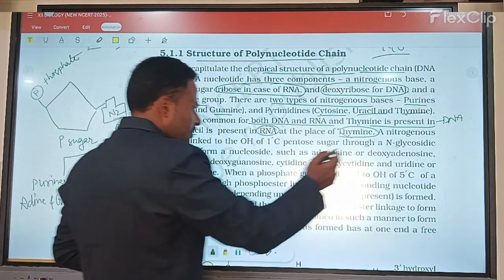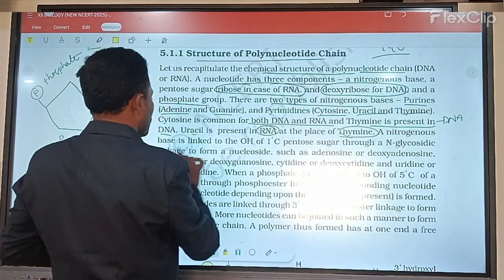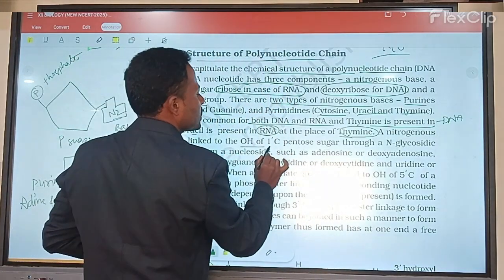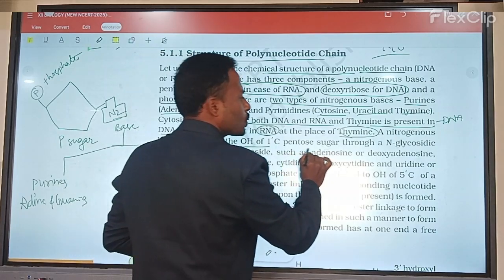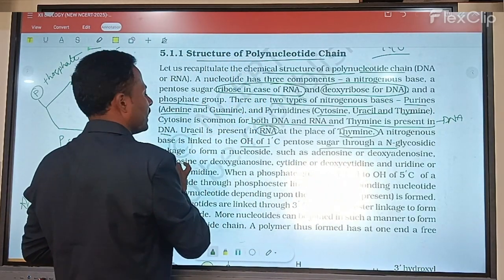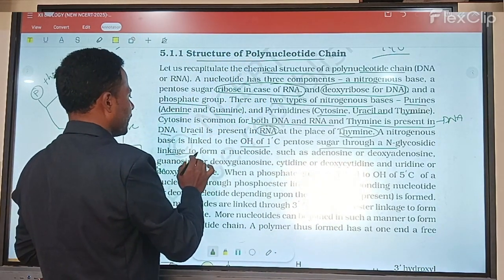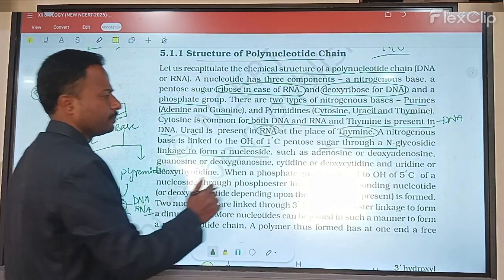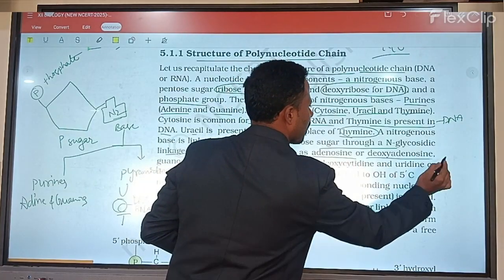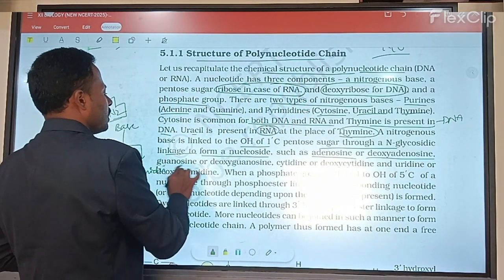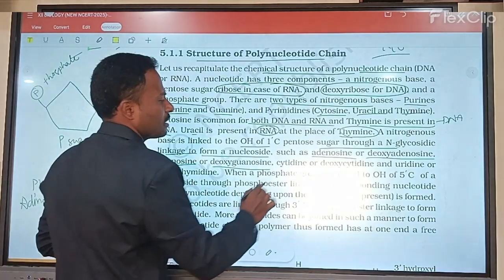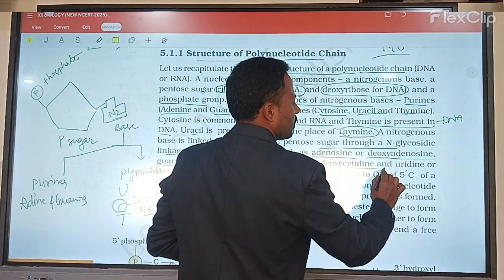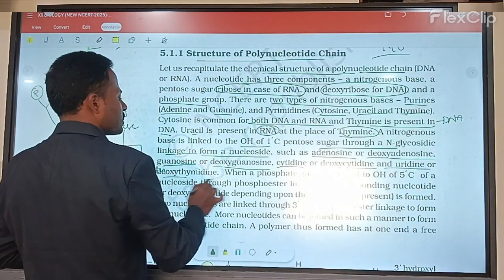Next, the nitrogen base is linked to the first carbon of the pentose sugar through an N-glycosidic linkage to form a nucleoside, called adenosine or deoxyadenosine, guanosine or deoxyguanosine, cytidine or deoxycytidine, uridine or deoxyuridine.